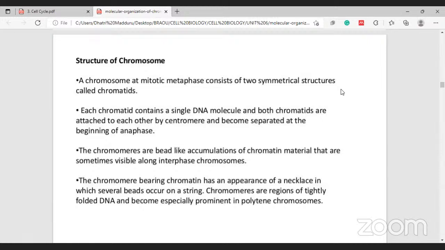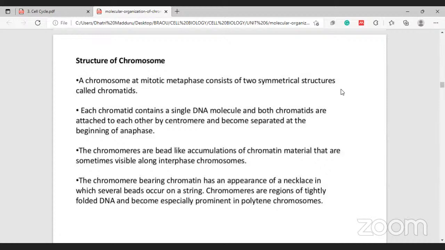Now the structure of chromosome. A chromosome of mitotic metaphase consists of two symmetrical structures called chromatids, and each chromatid consists of a single DNA molecule. Both these chromatids are attached together by the centromere, and during anaphase they get separated. And as I told you, bead-like structures will be present. They are called nucleosomes.